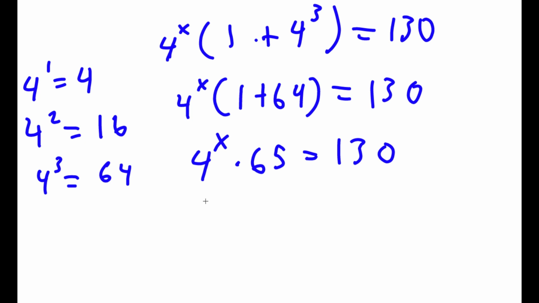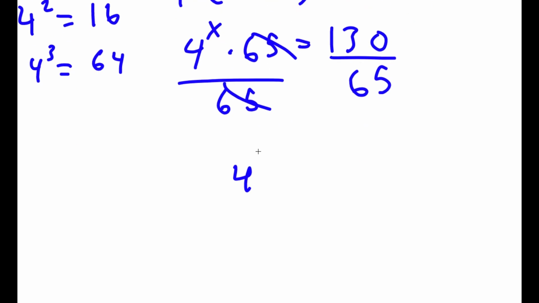Now I want to isolate x, so I'm going to be dividing both sides by 65. So then these two cancel out. I'm left with 4^x is equal to 1/3 divided by 65, which is 2.